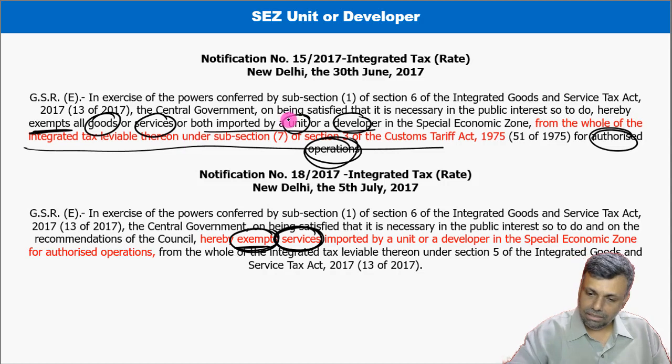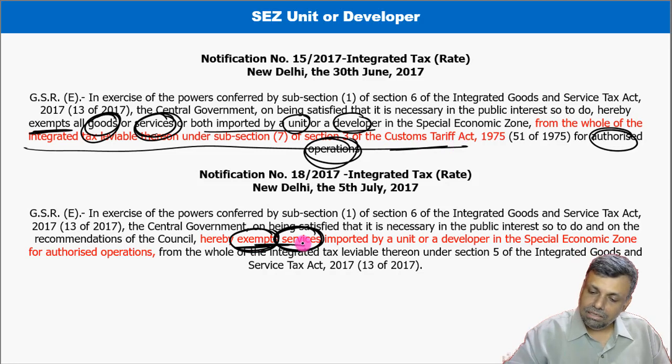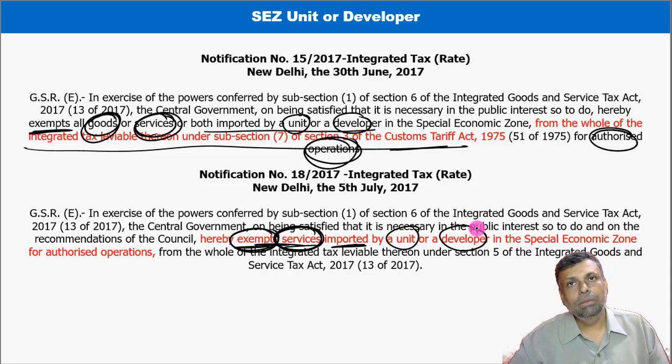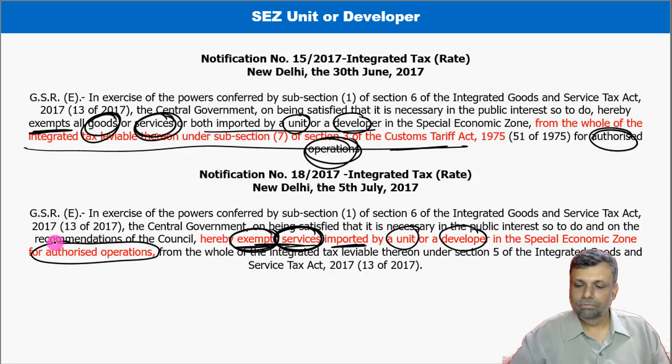Earlier, this particular notification was for the goods also and the services also, from the Customs Tariff Act, whatever the exemption. But now it exempts the services which are imported by a SEZ developer or a unit in a SEZ. Now of course this is all for the authorized operation, from the levy of the integrated tax.